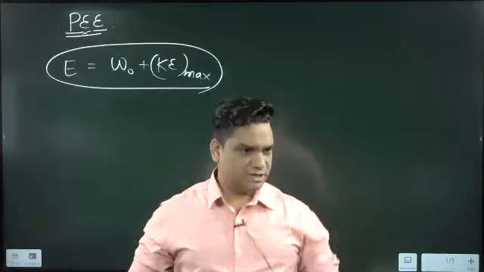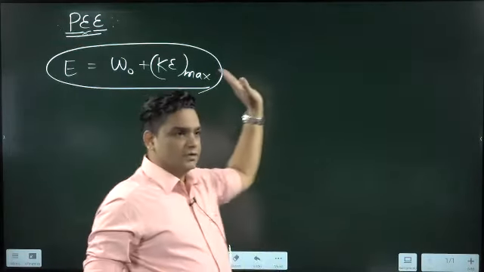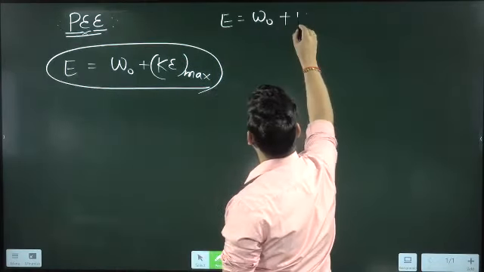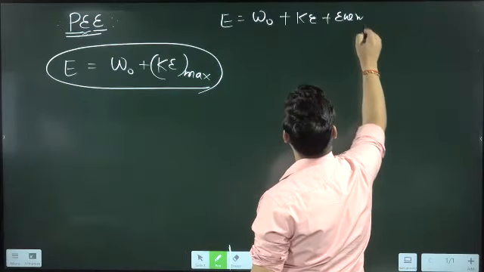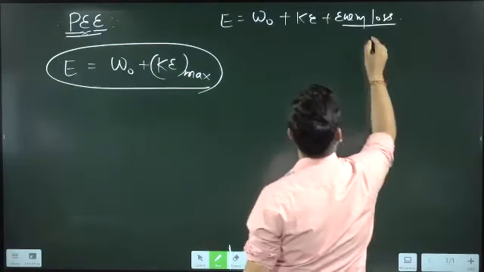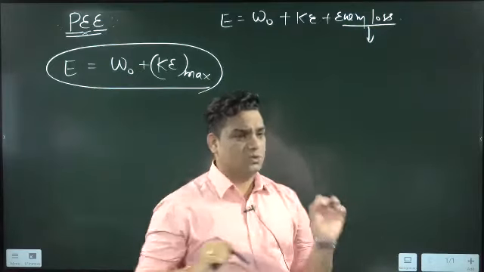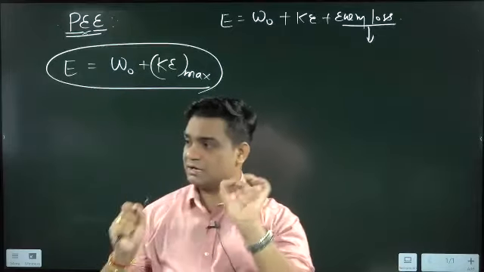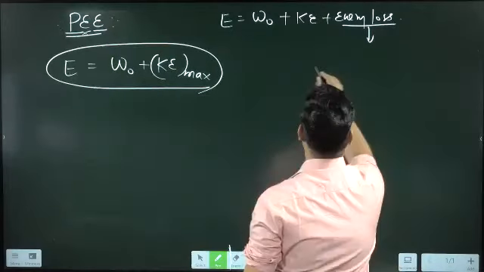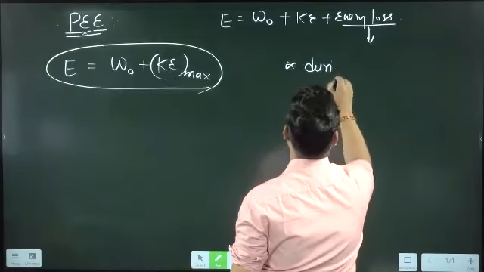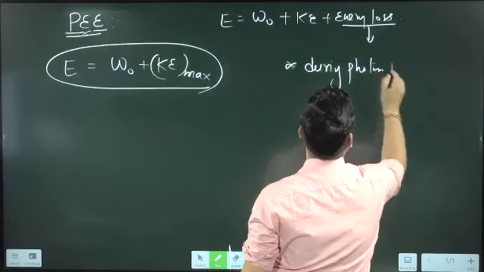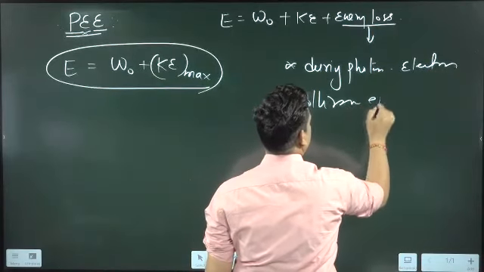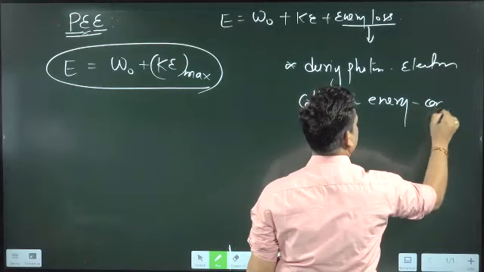Some loss is always there in this one. So we write E equals W naught plus K plus energy loss. And this energy loss is basically during electron-electron collision, not during photon-electron collision. During photon-electron collision, energy is conserved. You remember this thing, okay? During photon-electron collision, energy is conserved.